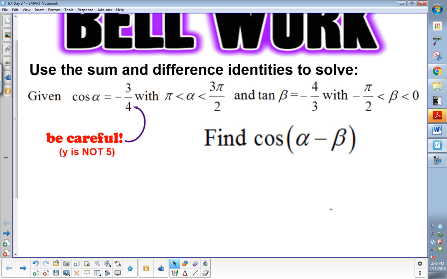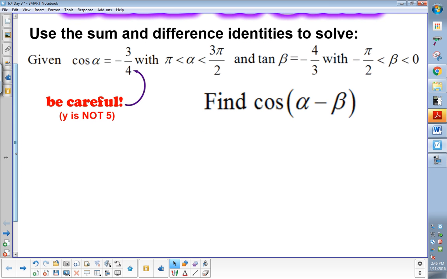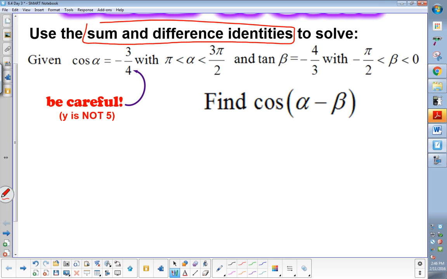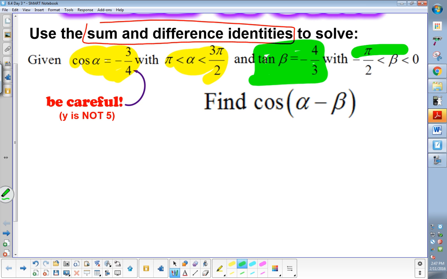So here we go. We are using the sum and difference identities to solve. So we know we better use our chart over here at some point for this problem. This is a problem where you just got to recognize what's going on. It says, given a lot of different information here, given cosine alpha is that, and alpha is between pi and 3 pi over 2, and then this and that.